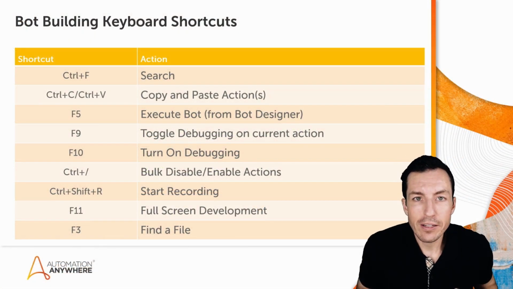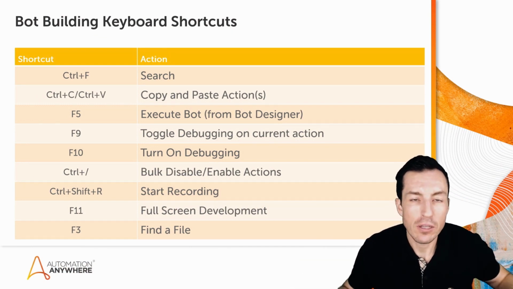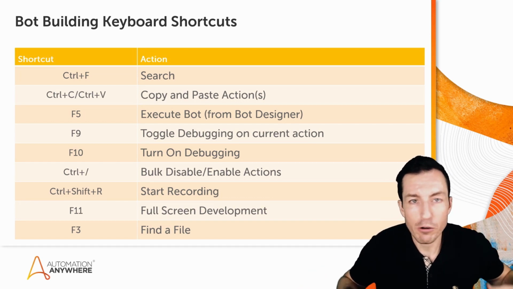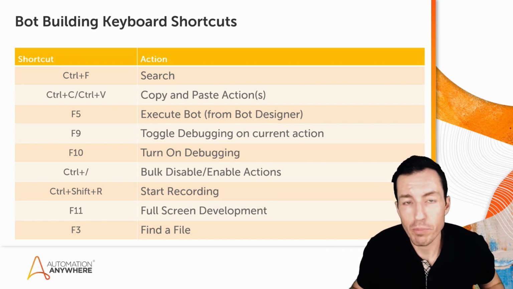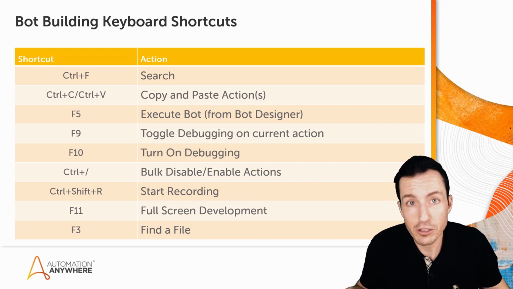So the reality is, I know we called this video Bot Building Keyboard Shortcut Secrets. These are in the documentation. Now, the reason we called them secret was not just clickbait. These are not really well known by a lot of RPA developers, and myself included. I didn't know all of these existed until I looked them up.